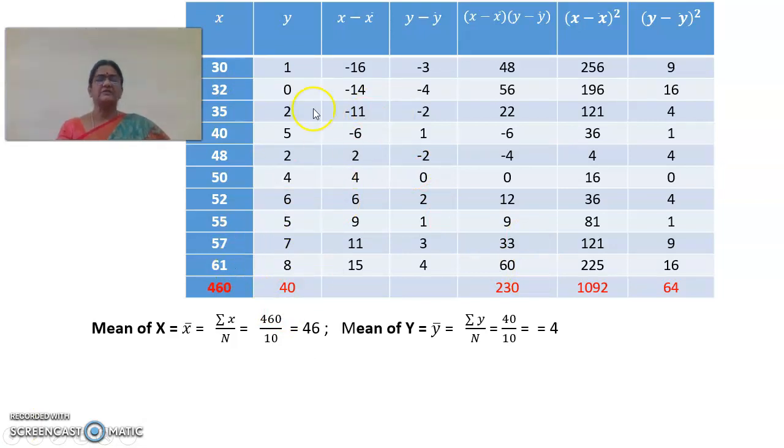Now based on these values, that is x bar is 46 and y bar is 4, we have to find out x minus x bar, that is x minus 46. Here we are finding out y minus 4. Then you multiply these two, x minus x bar into y minus y bar, we are getting these values. Then you square it, x minus x bar the whole square and y minus y bar the whole square. These values are needed to find out the standard deviation of x and standard deviation of y.